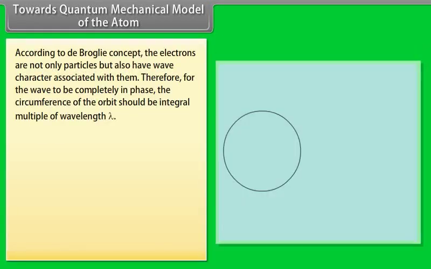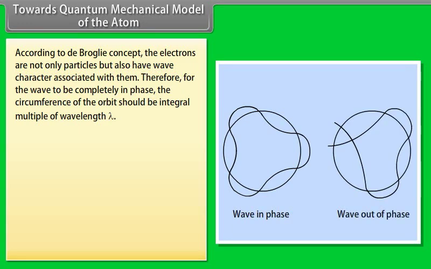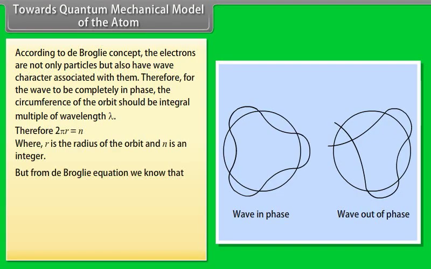According to the de Broglie concept, electrons are not only particles but also have wave character associated with them. Therefore, for the wave to be completely in phase, the circumference of the orbit should be an integral multiple of the wavelength lambda. But from the de Broglie equation we know that lambda is equal to h upon mv. Hence, 2 pi r is equal to n into h by mv, where mvr is equal to n into h by 2 pi.